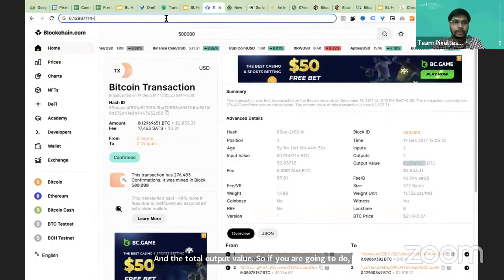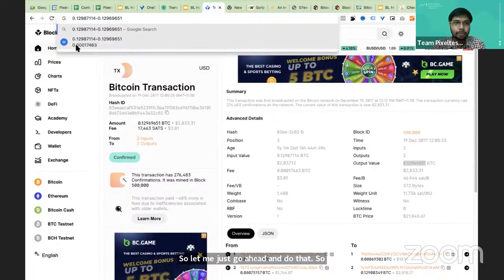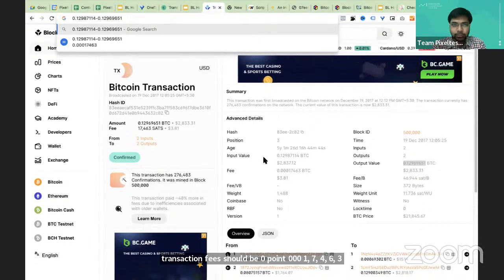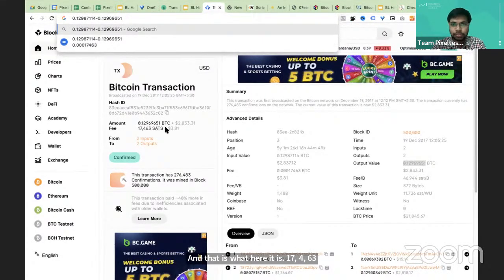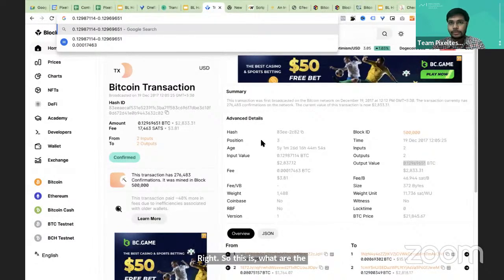So let me just go ahead and do that. So now the transaction fees should be 0.000174663, and that is what here it is, 17,463 satoshis, right? So this is what the fee always is, it's input minus output.